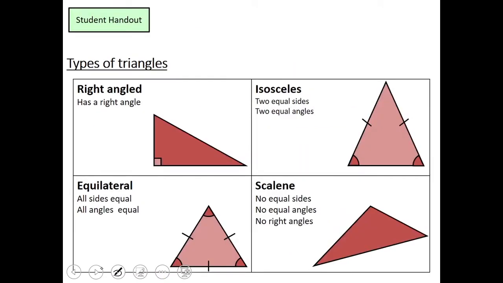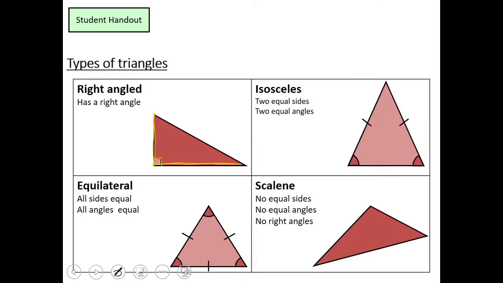The next thing we're going to be looking at are types of triangles. So the first one we can see is a right angle triangle. So remember from the last lesson we learned that if perpendicular lines meet each other, it creates a right angle. So we know these two lines are perpendicular, and that forms a right angle triangle.